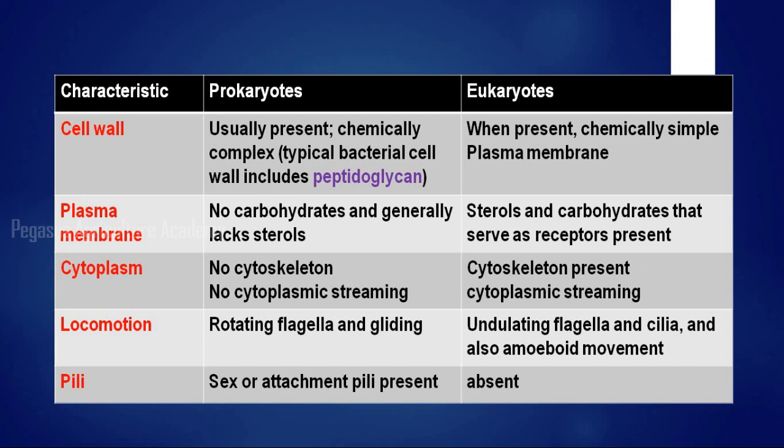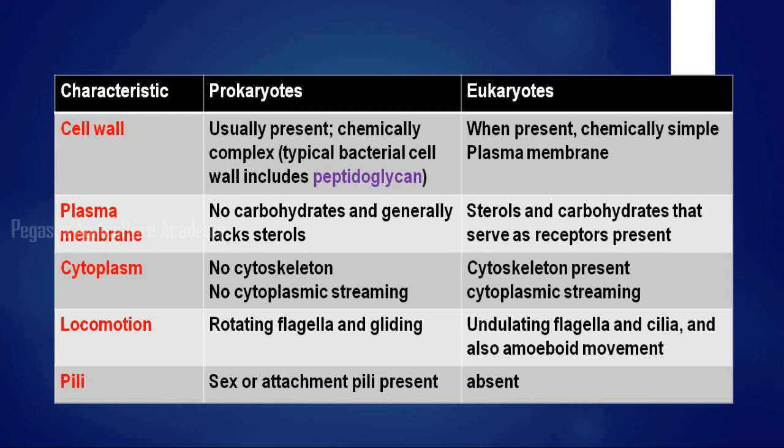The next one is the cytoplasm. The difference between prokaryotes and eukaryotes is clearly visible. Prokaryotes do not have a cytoskeleton in the cytoplasm, whereas in eukaryotes the cytoskeleton is present. In prokaryotes, cytoplasmic streaming is not seen, and in eukaryotes, cytoplasmic streaming is seen.